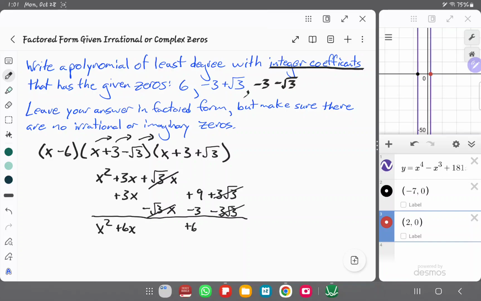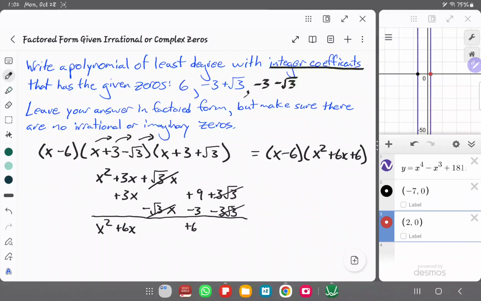So this is what I have now. Factored form is this x minus 6 times this x squared plus 6x plus 6. These 6's in the second parentheses don't really have anything to do with that first 6. That was just a random number given to me, that's in the first parentheses.